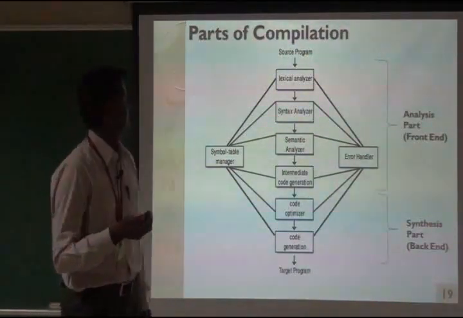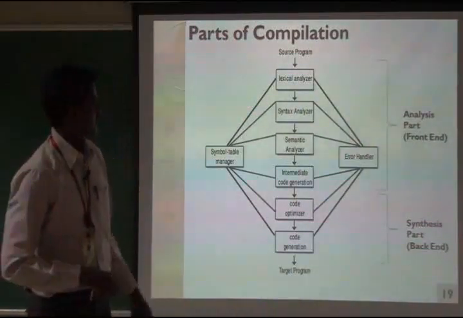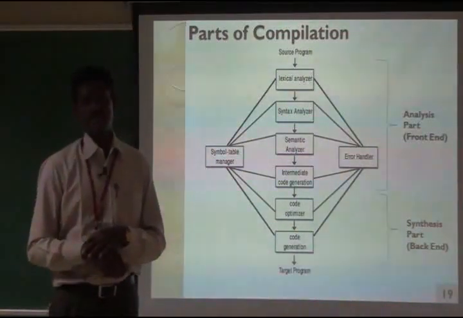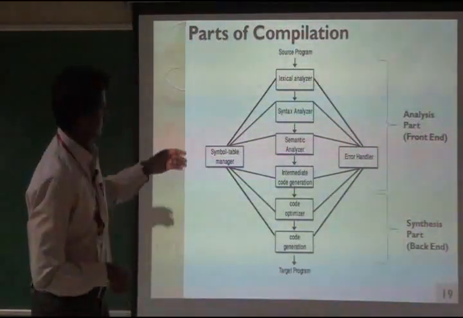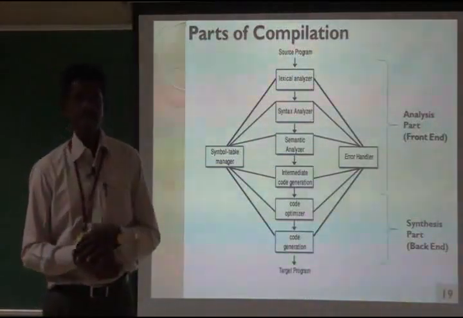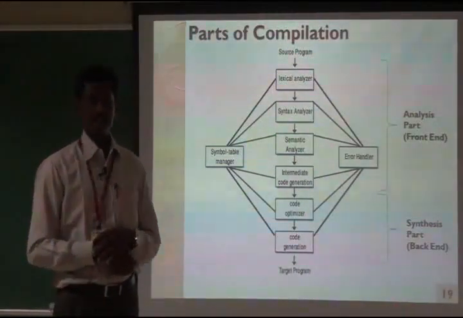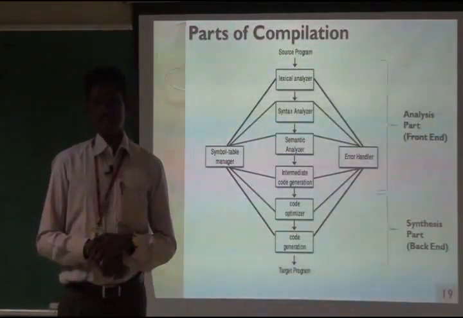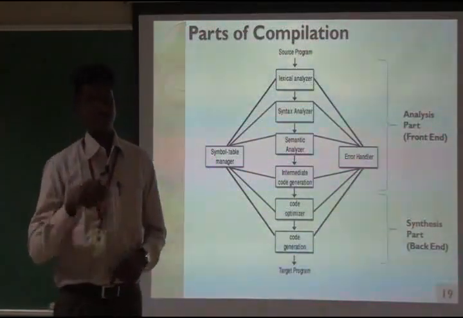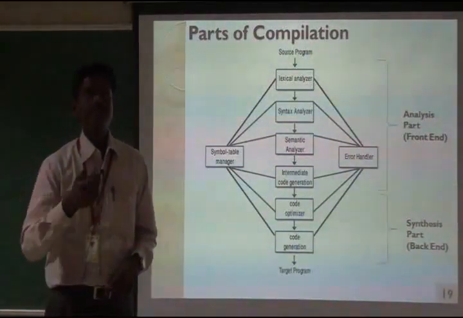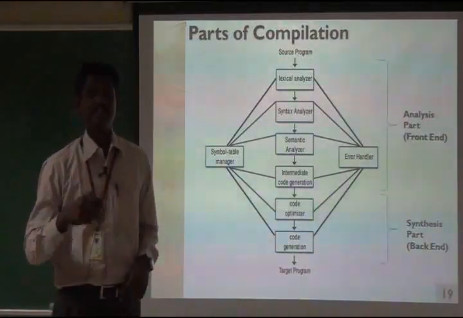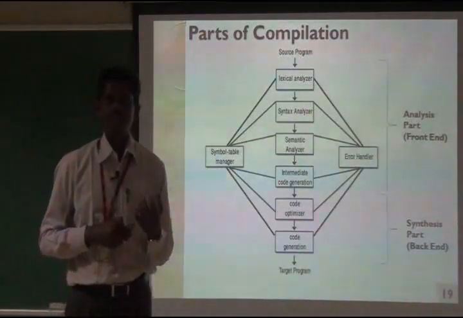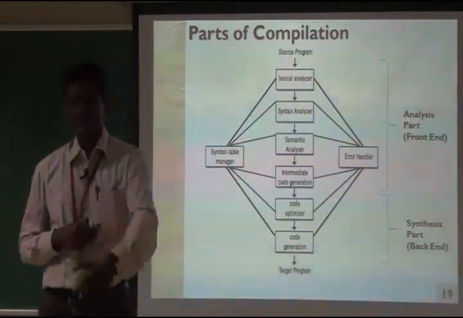Right. Now the parts of the compiler. We have 2 parts: the analysis part and the synthesis part. The first 4 phases, that is lexical analysis, syntax analysis, semantic analysis, and intermediate code generation, come under the analysis part. The compiler analyzes the source program and creates an intermediate code. That is done in the analysis part, which mostly depends on the source language.